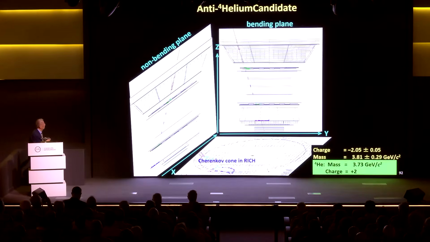Even more interesting is anti-helium. This event has a charge of -2 plus or minus 0.05, mass 3.81 plus or minus 0.29, just the opposite of helium, which has a charge of +2.